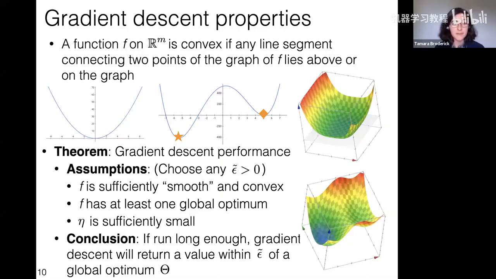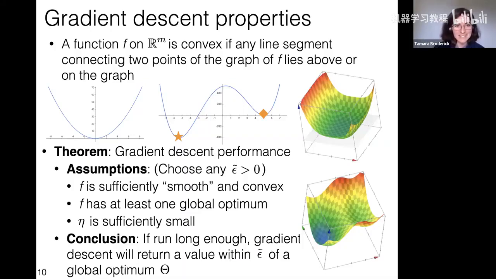So this is pretty cool. This is telling us that, under some conditions that just so happen to hold for logistic regression, so that's nice, we can get this nice convergence property. Okay, so let's make this a little bit more explicit. Let's come back to logistic regression here.